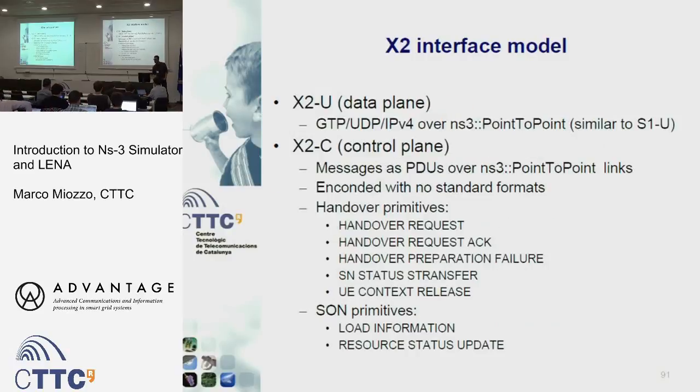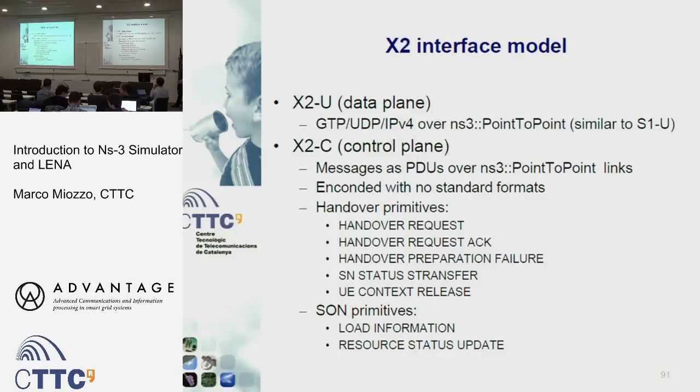The X1 is the interface between two eNode Bs, so between two antennas. In this case, in the data plane, we have another point-to-point link. So we have a real packet for transmitting data between two eNode Bs, I mean the data of the user. When a user moves to another eNode B, the buffer of the user can be moved according to this interface. While for the control plane, there is another point-to-point link transmitting these packets.